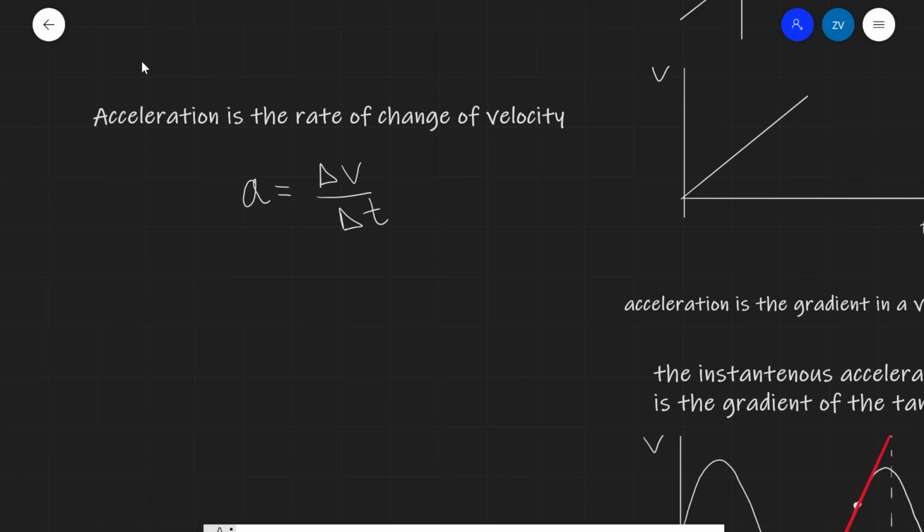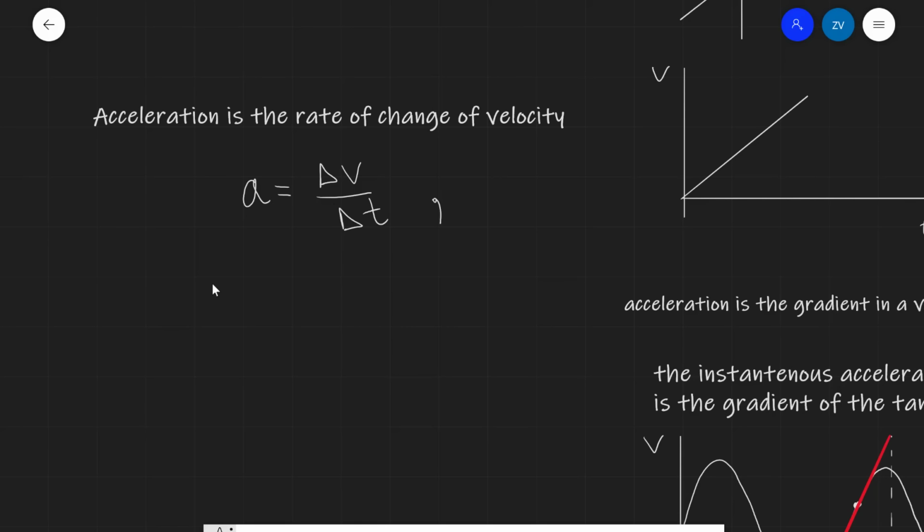Okay, on to acceleration next. This is a very similar concept to the concept of velocity, which was the rate of change of displacement. Acceleration, on the other hand, is defined as the rate of change of velocity. Mathematically, we write this down as a is equal to delta v, which is the velocity, divided by delta t.